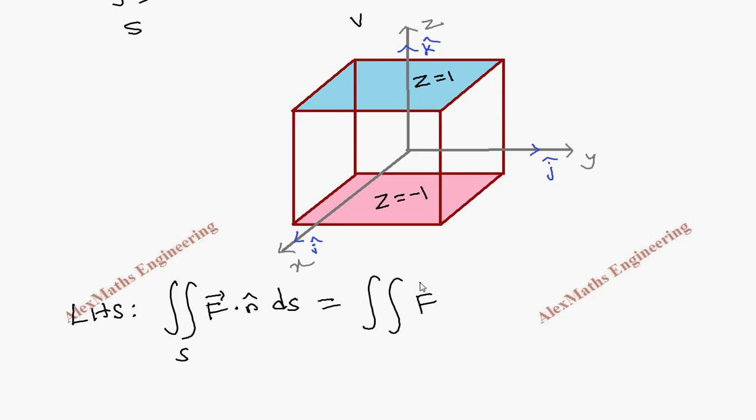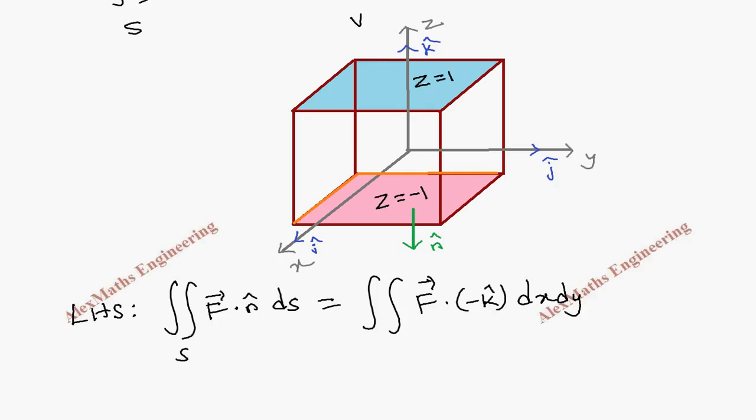f vector dot. When I take n cap for this bottom surface, it is going in the downward direction and it is opposite direction of the k. So it is f dot minus k cap, and ds is nothing but we have x and y values. So this is our x value for this surface and this is our y value for our surface. So it is basically dx dy.